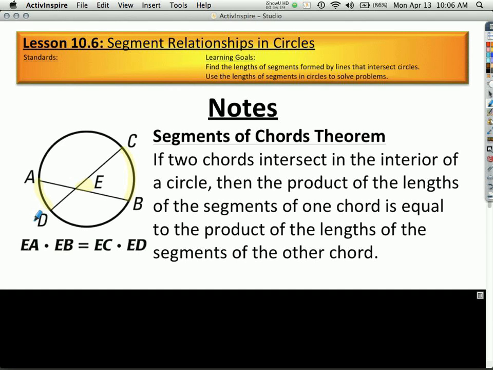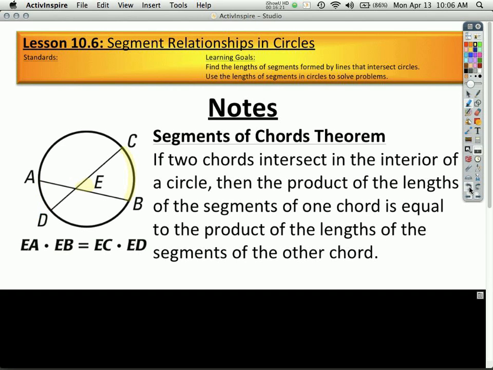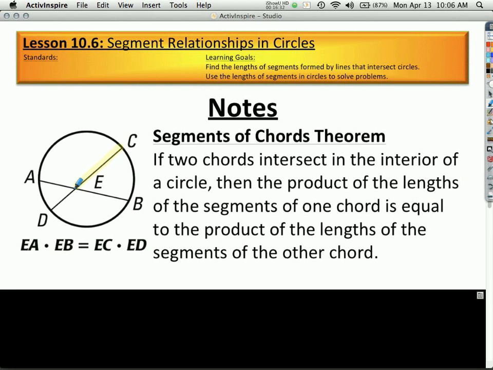So there's a relationship between the angles formed by intersecting lines and the arcs that they intercept. But there is also a relationship between the segments that are formed when you have lines intersecting in a circle. In other words, there is a relationship between this segment length, that segment length, that segment, and that segment. And the relationship is the product of the two segments is going to be equal to the product of those two segments. And that's what you see illustrated right here.